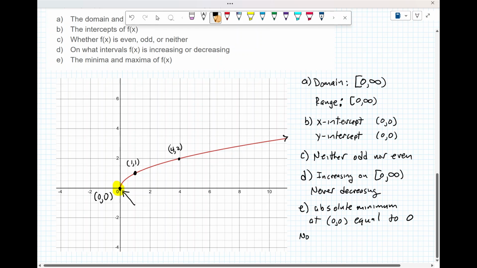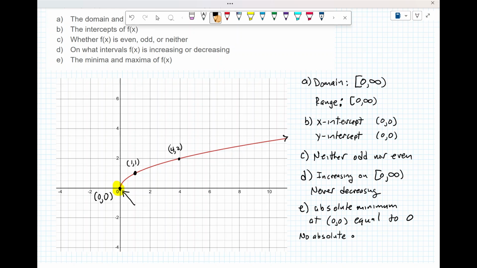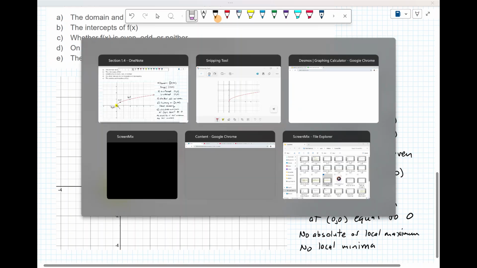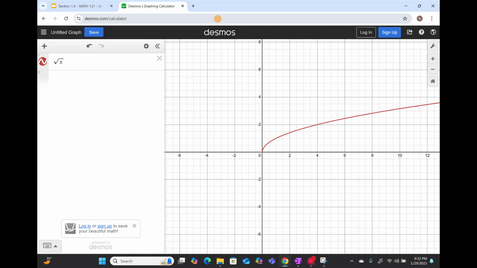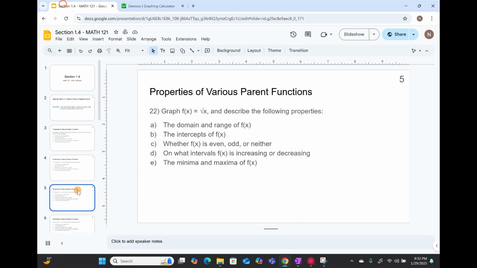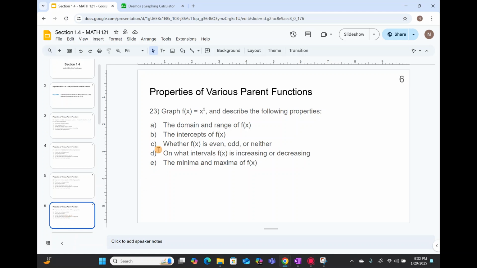There is no absolute or local maximum, and there is no local minima. Okay, and that is the square root function. Let's move on to a new function. We'll do x to the third.